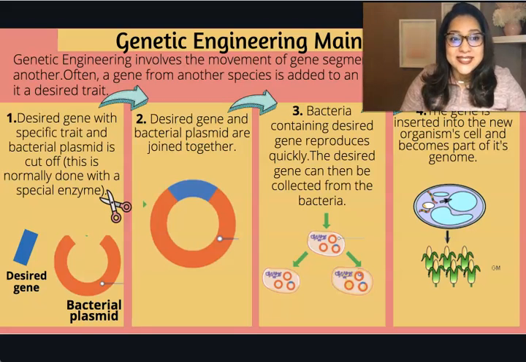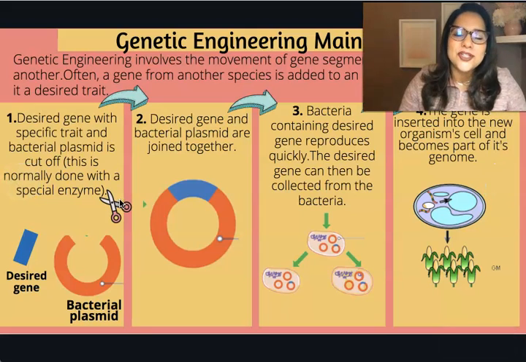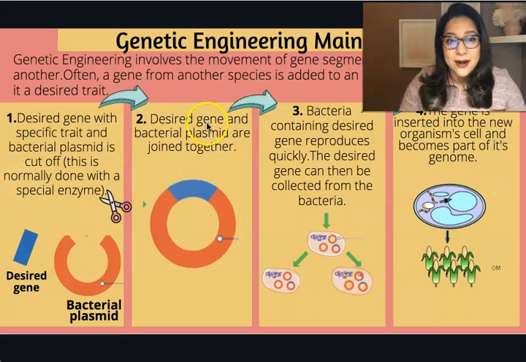So the first step is that your desired gene with a specific trait and a bacterial plasmid is cut. And this is usually done using an enzyme. So that's why I added a little scissor logo, just so you remember that the enzyme does the cutting. So you have your desired gene now represented in blue, and you have your bacterial plasmid represented in red. In step 2, you're going to take your desired gene and your bacterial plasmid, and you're going to join them together. And so that's why I have this visual where you see both the gene and the bacterial plasmid combined.